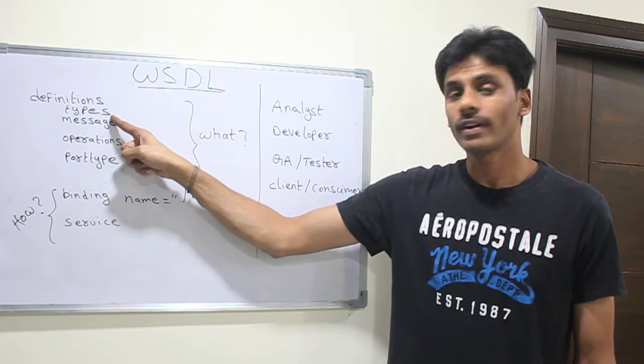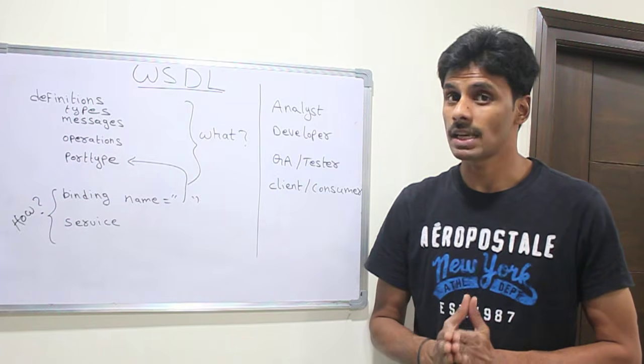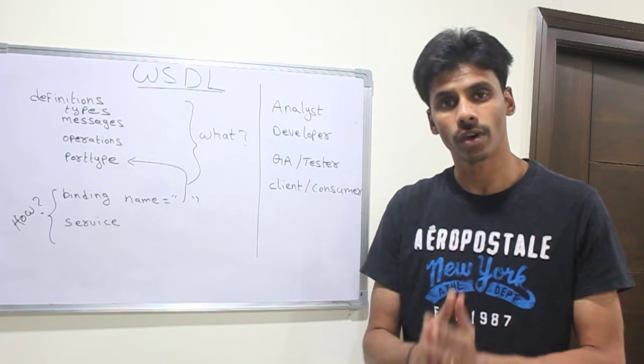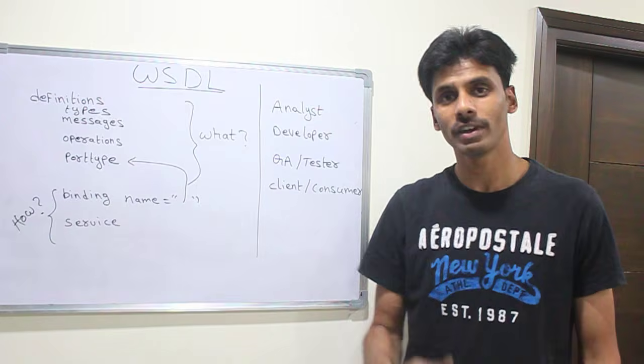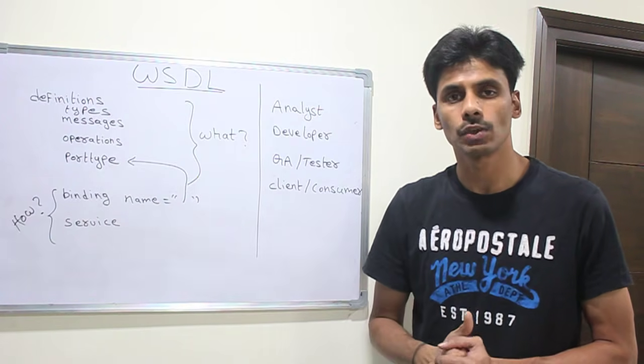Within definitions, the first element, types, is where we define all the data types using XML schema definition. So if you are familiar with the XML schema definition from my videos, you already know how to define all the messages, all the SOAP messages you want to exchange.